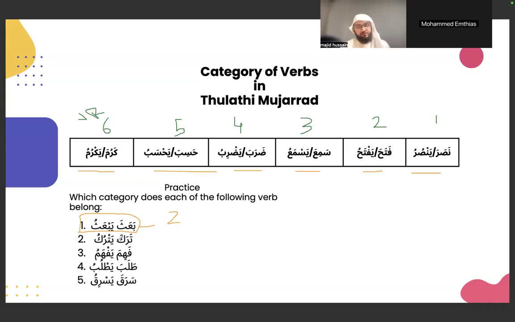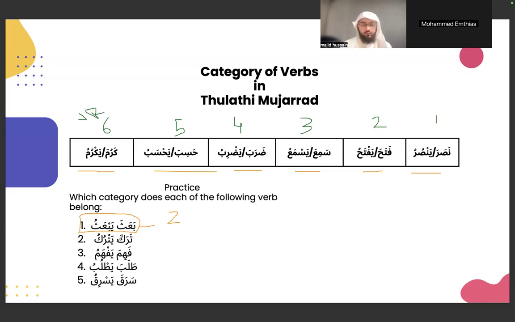The category of verbs in Thulathi Mujarrad are six. Number one, Nasara Yansuru. Number two, فتح يفتح. سمع يسمع. ضرب يضرب. حسب يحسب. كرم يكرم. These are the six categories of verbs in Thulathi Mujarrad that we need to get familiar with.